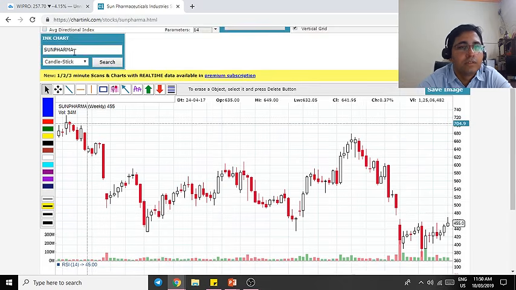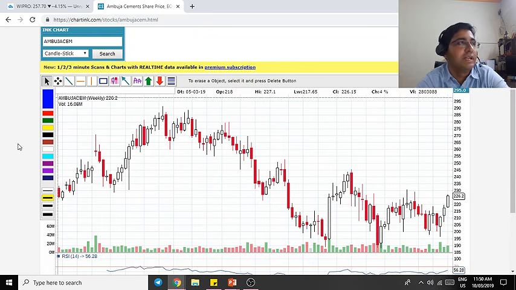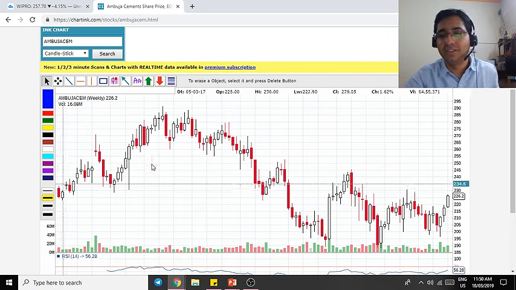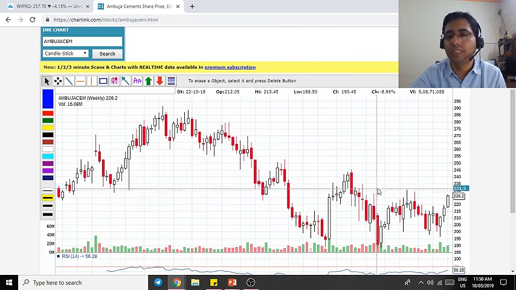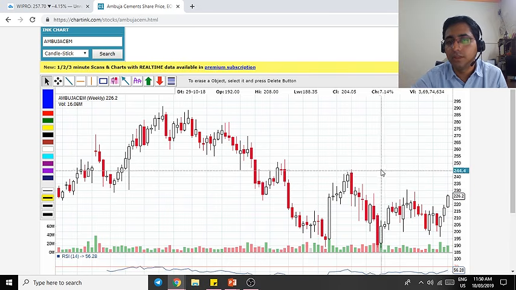Ambuja Cement. Cement stocks are looking good given that government does not come to curb the prices, which somehow I am expecting that it's too good to be true that 40 rupee per bag price hike is there and government has not done anything. So that thing can come. You should keep that in mind before leveraging into this. So Ambuja has a resistance at 230 to level of 245. It can go above 230.